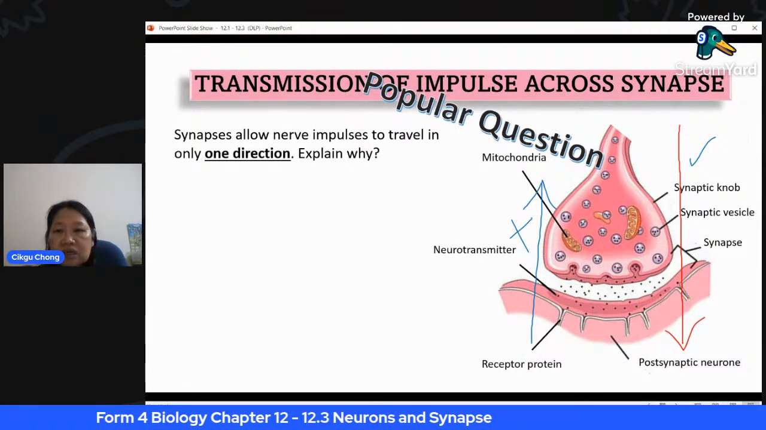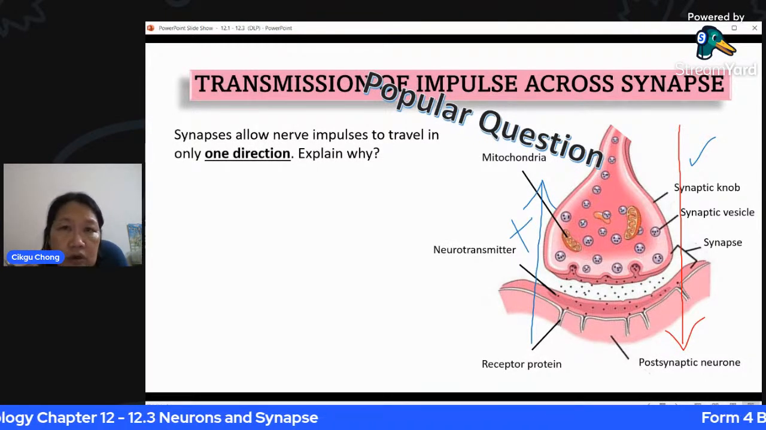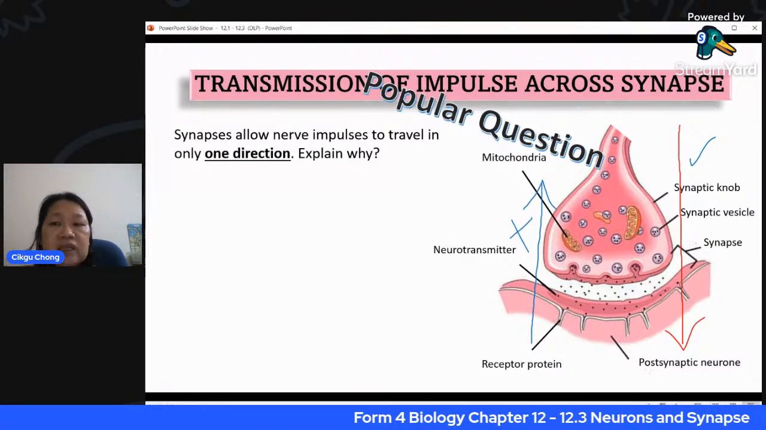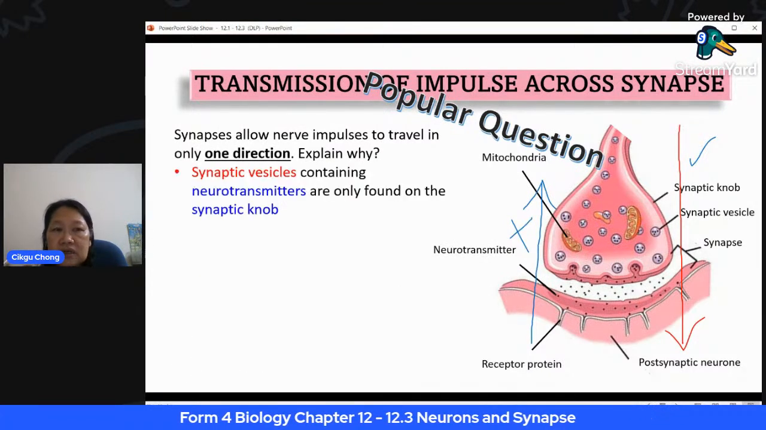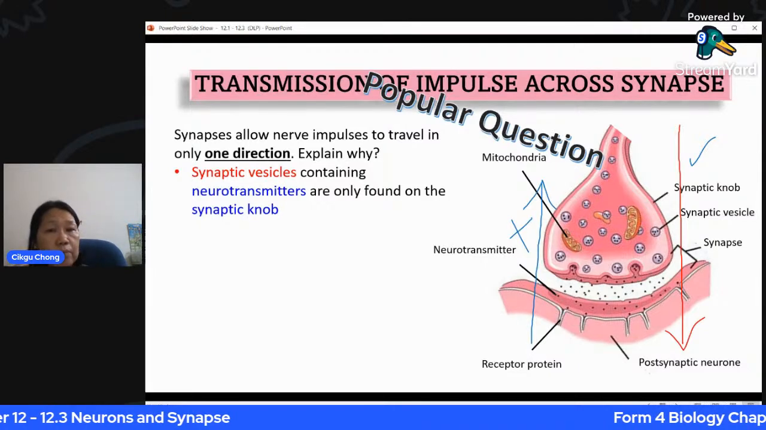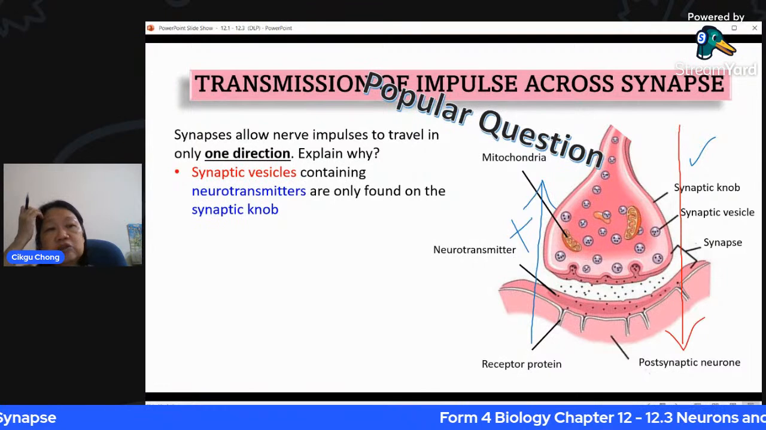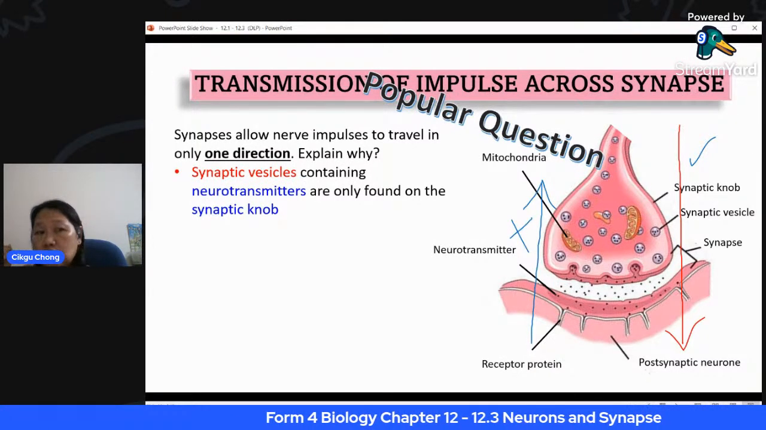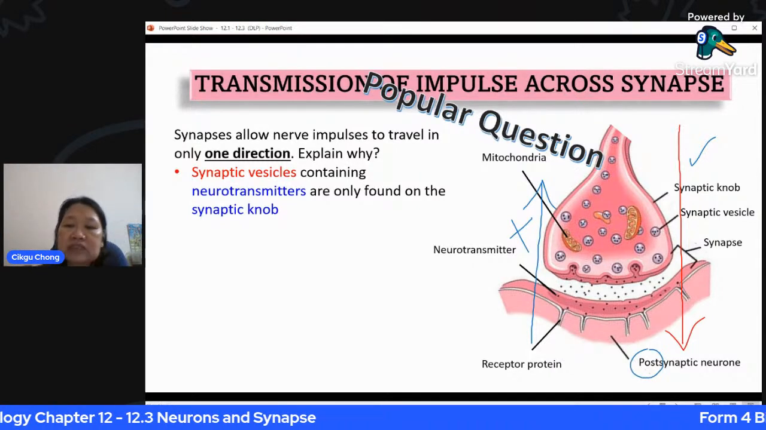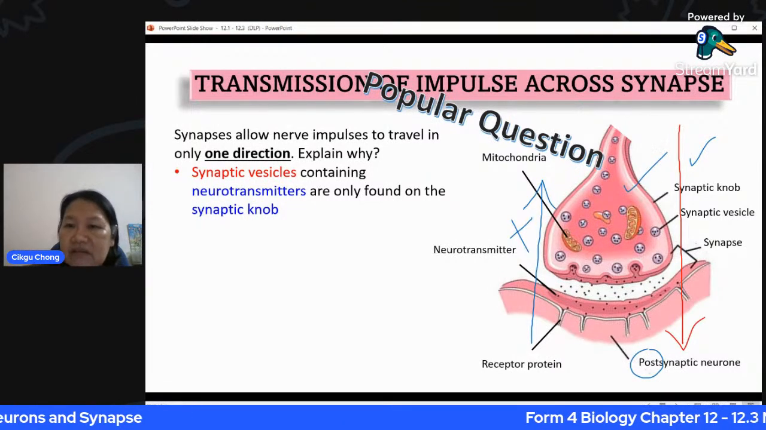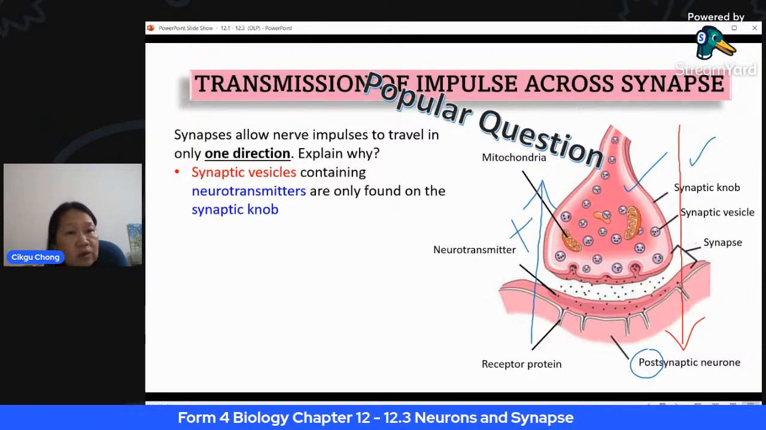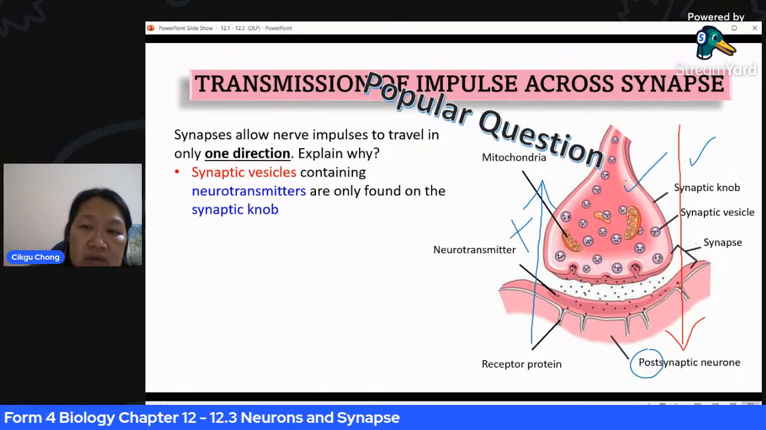The reason is, see what is required to transfer your impulse. For the synaptic knob, you need the synaptic vesicles, and synaptic vesicles are only found in the synaptic knob because this requires neurotransmitters. Synaptic vesicles containing neurotransmitters are only found on the synaptic knob, not on the postsynaptic neuron. It's only found on this side, not on the other side. If it were also found on the other side, that would mean it could also go the other way. But no, it can only be found on this side.